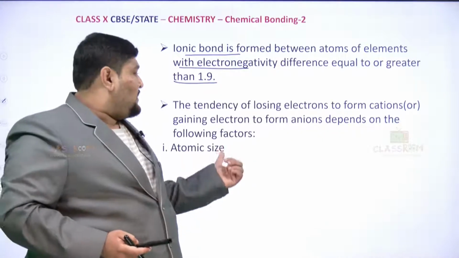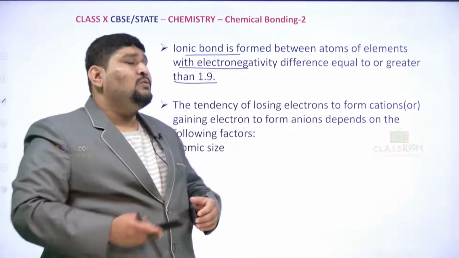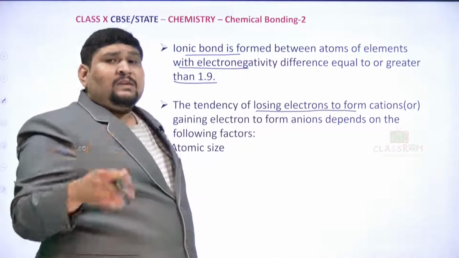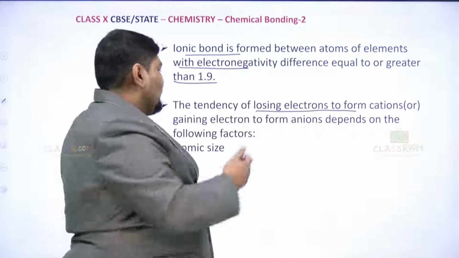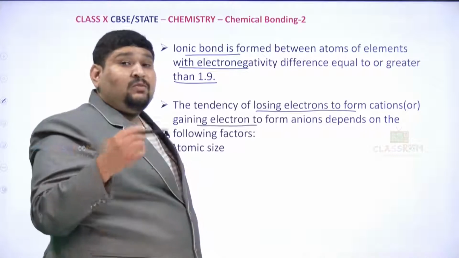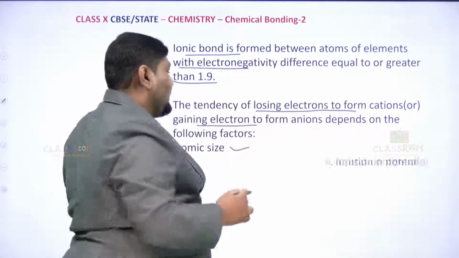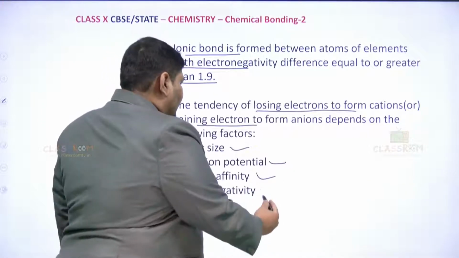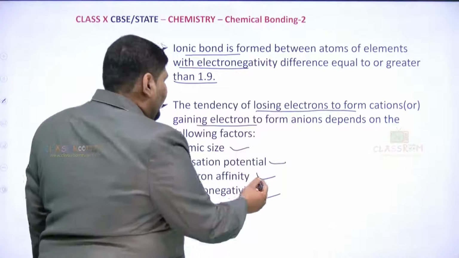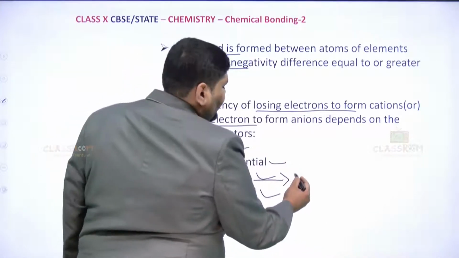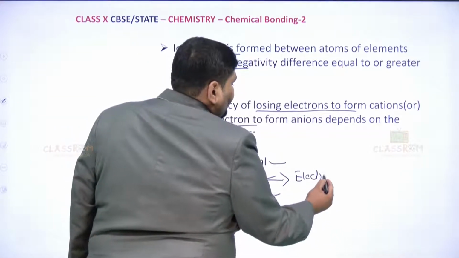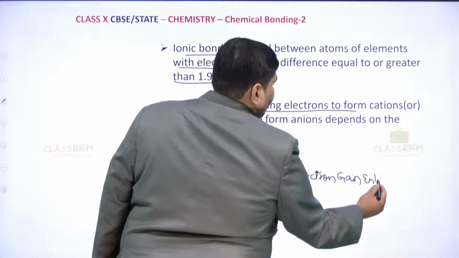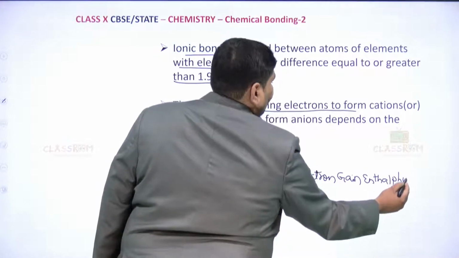So what are those factors which we learned? The tendency of losing electrons is nothing but forming cations, and the gaining of electrons to form anions depends on the following factors. One is atomic size, then ionization potential, electron affinity, and electronegativity. Here we already defined that electron affinity is also called electron gain enthalpy.